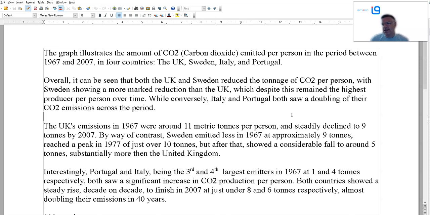So there's a new task posted. I think it's a final one of Cambridge 11. I'll check it out in a moment, and I'll see.